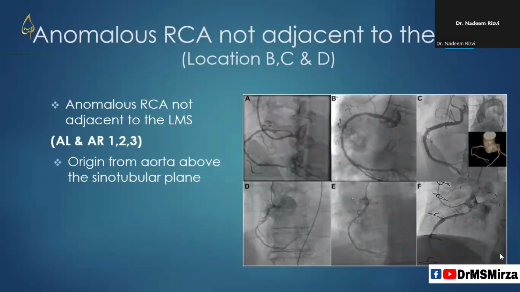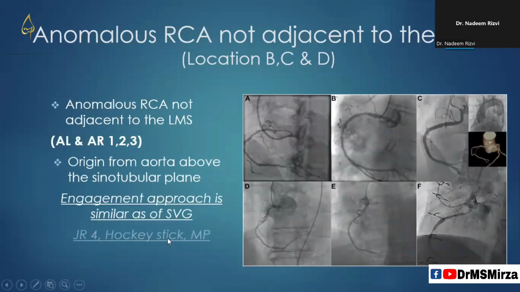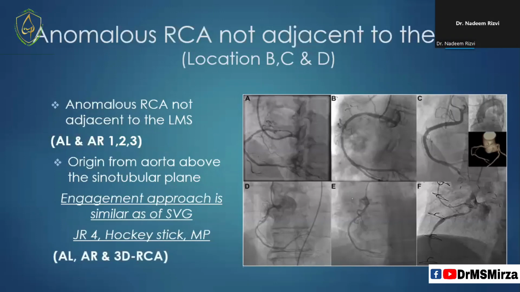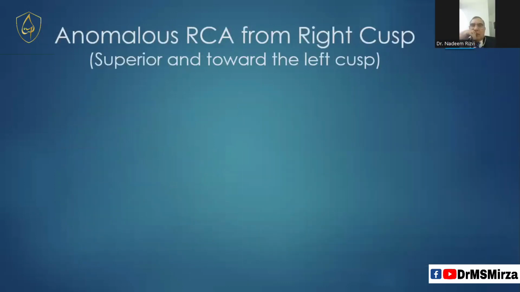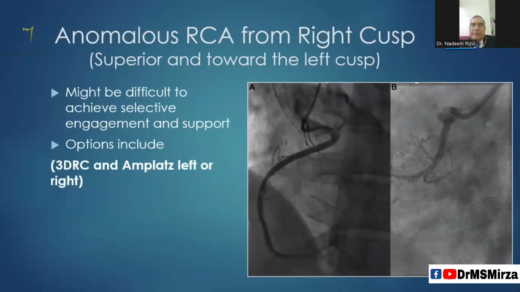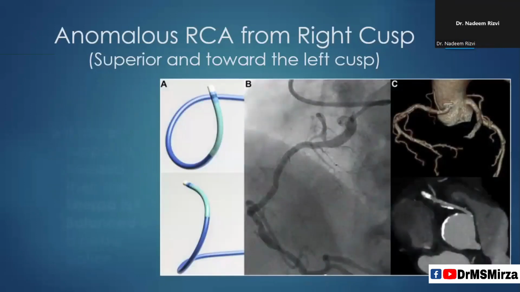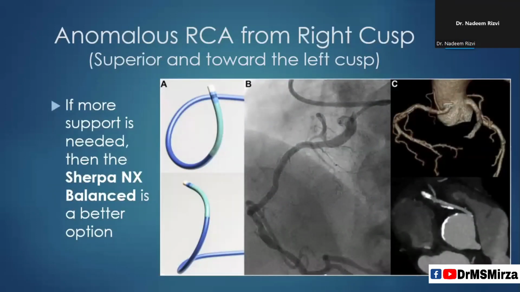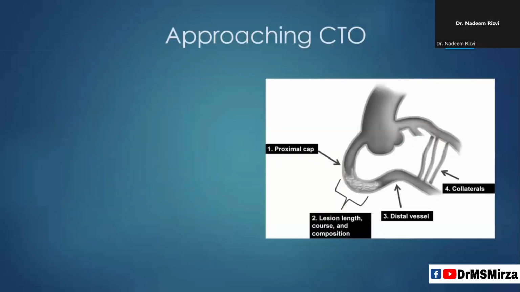And for D, which is the origin above the sinotubular plane, the engagement approach is similar to the SVG, as we use JR4, hockey stick, and multipurpose guider in SVG, but there are some other options also available like AL, AR, and 3D RCA. Anomalous RCA from the right cusp, which is location E, might make it difficult to achieve selective engagement, and support in this 3D RC implants left and right guider.